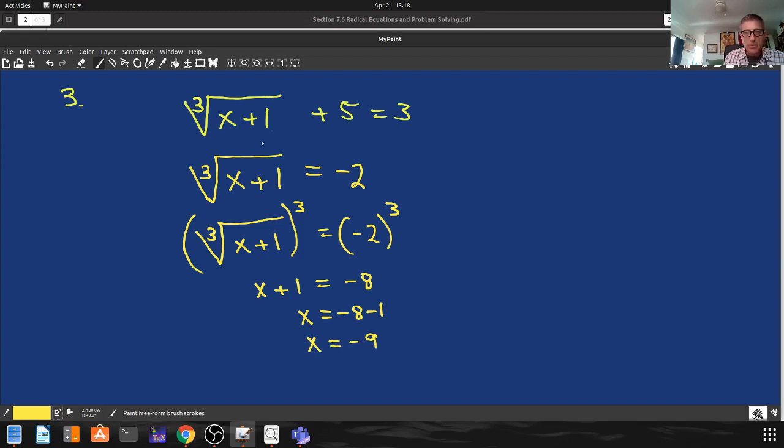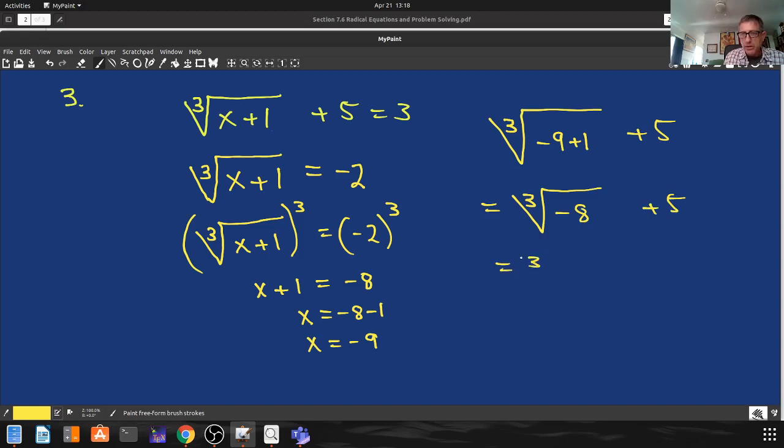So let's see if that works. We have to go up to the original equation. So let's look at the cube root of minus 9 plus 1, plus 5. And let's see if that's equal to 3. If it is, we're done. So that's the cube root of minus 8, plus 5. But the cube root of minus 8, well, minus 8 is equal to minus 2 cubed. So that's minus 2 cubed, plus 5.